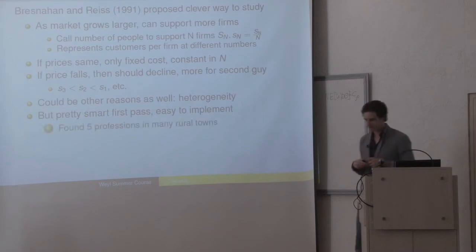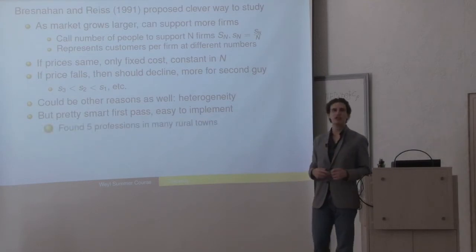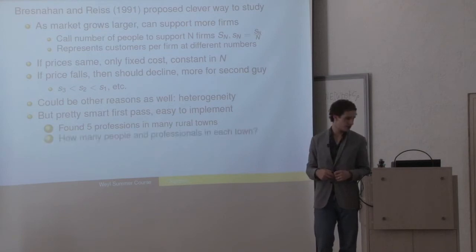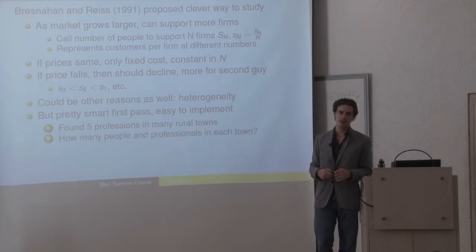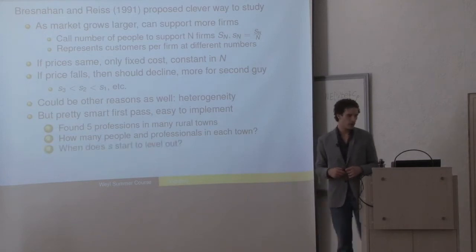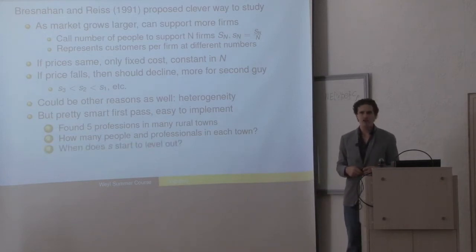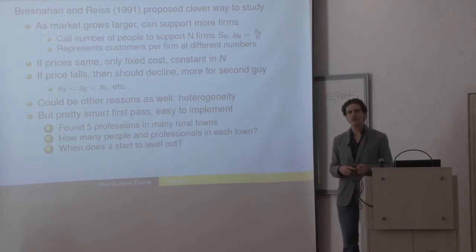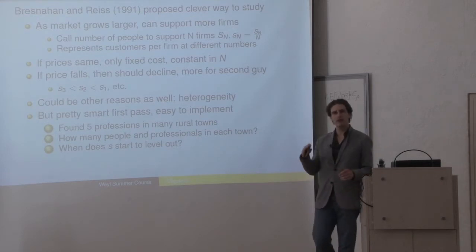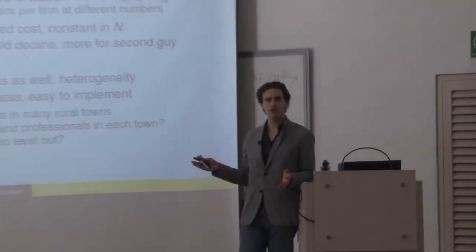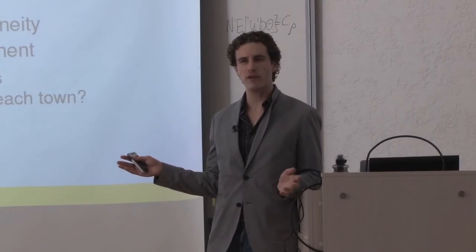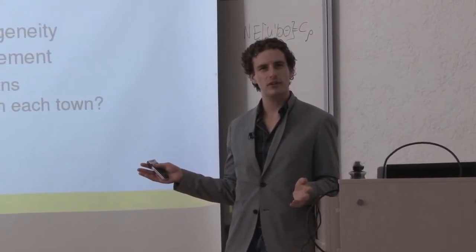So here's what they did. They found 5 professions in rural towns in the United States. And they asked, how many people are there in each town? And how many people are there in this profession? That is, when does S start to level out? We would expect that S would level out at some point, right? Which would show that we were converging to the level of perfect competition, right?